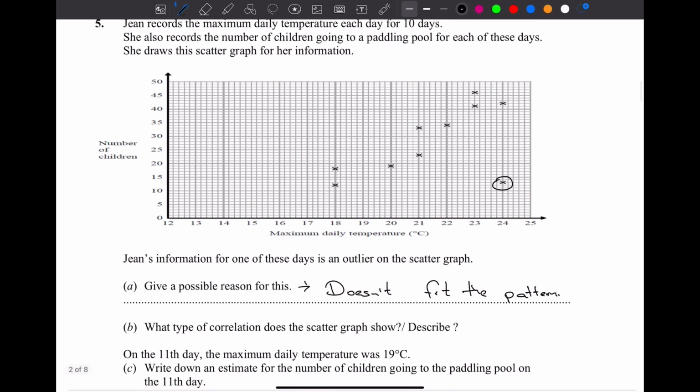What type of correlation is it? So let's draw a line of best fit. Make sure that on the top of the line there's a similar number of crosses as on the bottom of the line. Okay, this is a line of best fit. What type of correlation is it? Positive correlation, isn't it? Positive correlation.